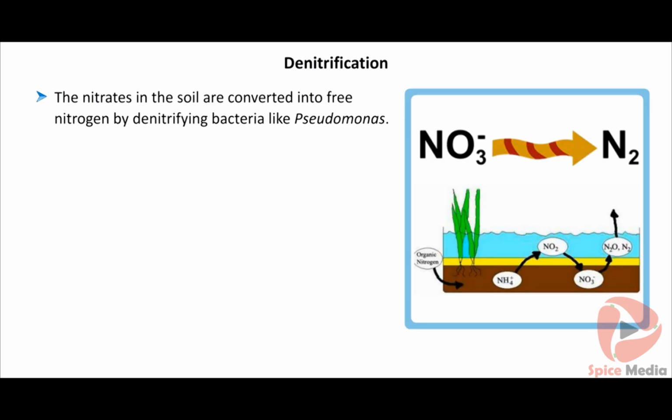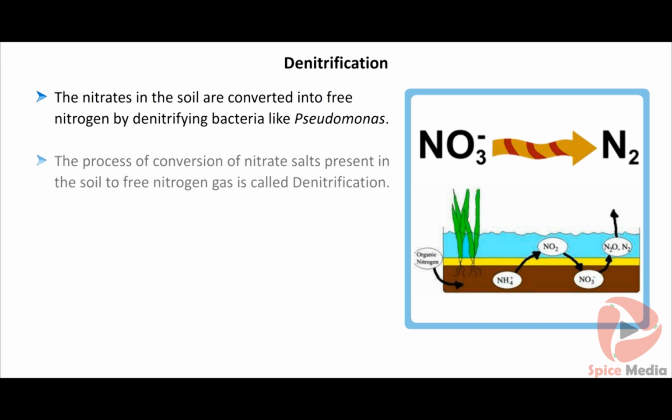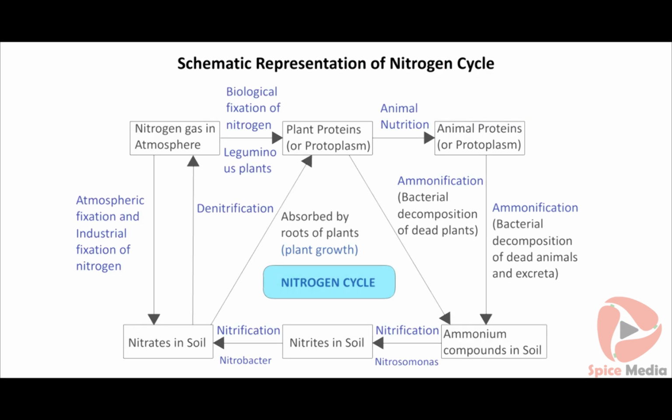The nitrates in the soil are converted into free nitrogen by denitrifying bacteria like Pseudomonas. This process of conversion of nitrate salts present in the soil to free nitrogen gas is called denitrification. The free nitrogen escapes back into the atmosphere, thereby continuing the nitrogen cycle. This is the schematic representation of the nitrogen cycle.